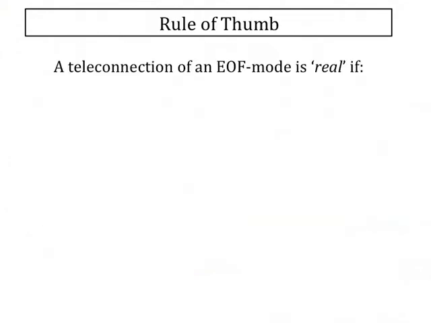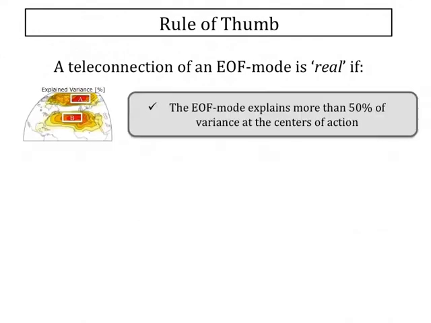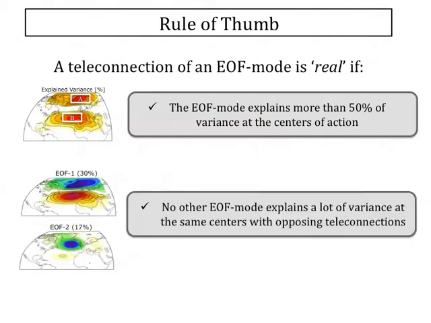So my rule of thumb for you, if you want to read the teleconnections and make sure that they are real, is that the pattern has to explain more than 50% of variance at those locations, regions A and B. Then you can be sure that this is a real teleconnection. And there has to be no other mode that suggests the opposite. There has to be no second or third mode or any other mode that in the same regions A and B explains a similar amount of variance and tells you the opposite teleconnection.